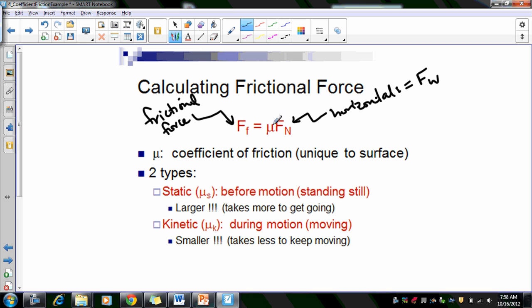This mu is the coefficient of friction, and this is how we take into account the surface. So F_n takes into account the mass and the weight of the object. The mu takes into account the surface. So carpet will have a greater mu than hardwoods, and hardwoods would have a smaller mu.